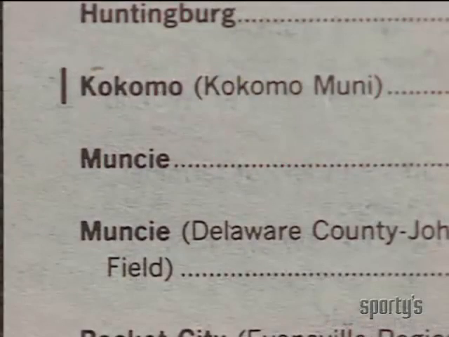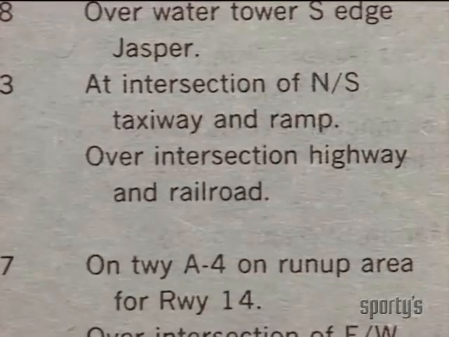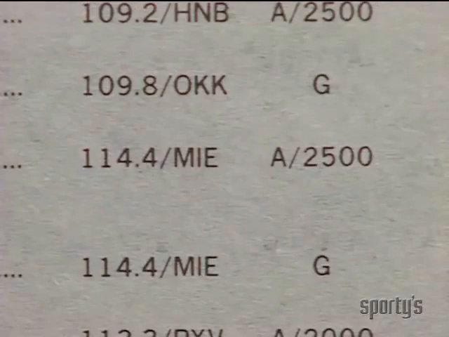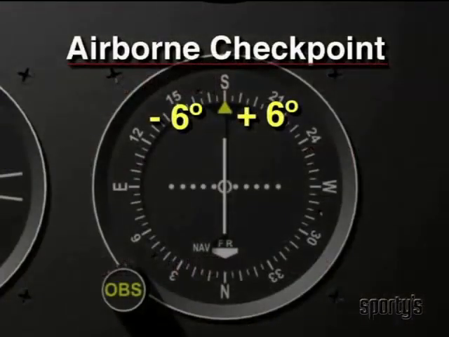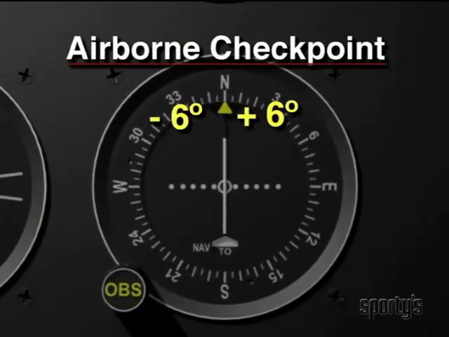In the vicinity of Muncie, you will be on the 180-degree radial and 8 miles from the VOR DME when over the highway and railroad intersection. Note that this check specifies an altitude of 2,500 feet. The tolerance for this designated airborne check is plus or minus 6 degrees of 180 with a from indication, or 360 and a to indication.